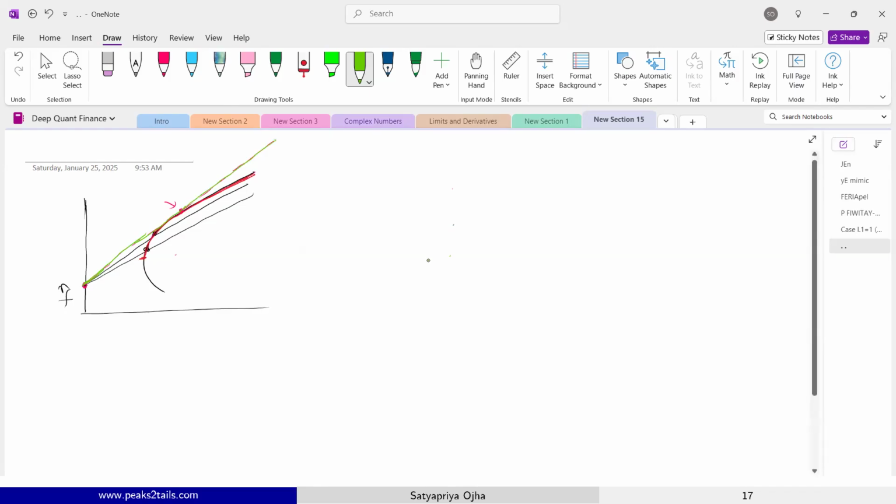It's better because for any risk level, this line gives me the best returns. Take any point. My old efficient frontier would have given me this return, but now by combining the risk-free asset, I'm getting this return, which is even more efficient, right? So the green line is our new efficient frontier.